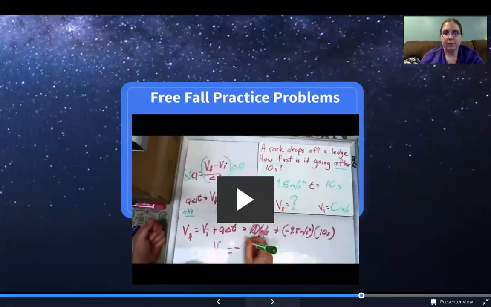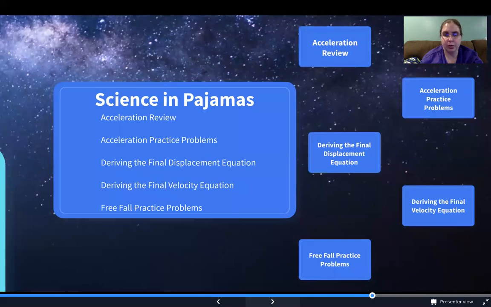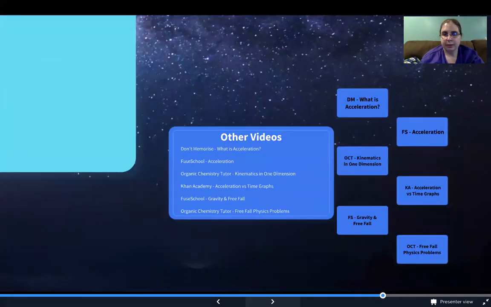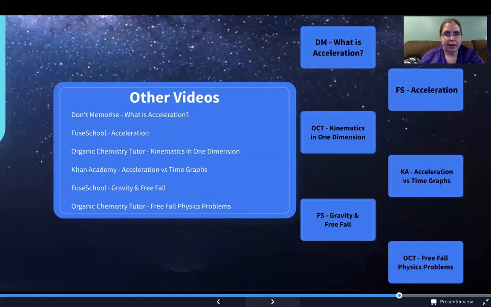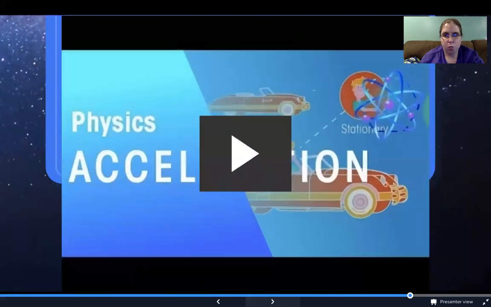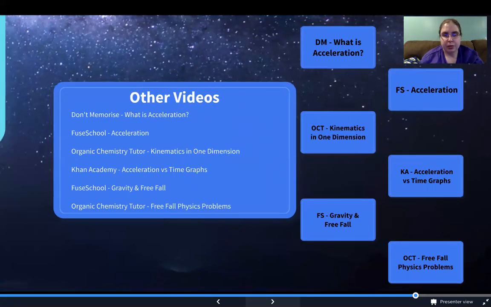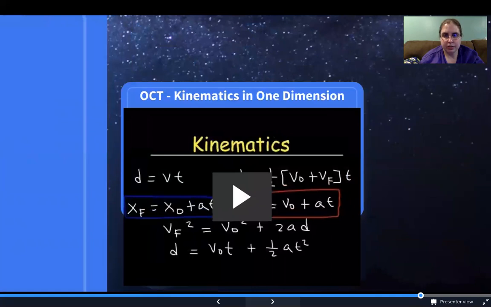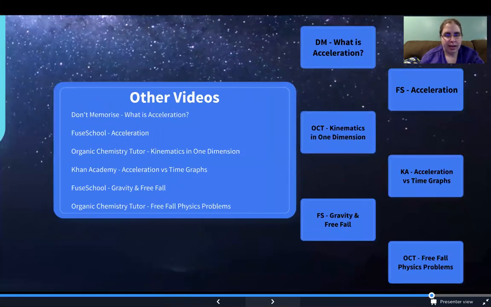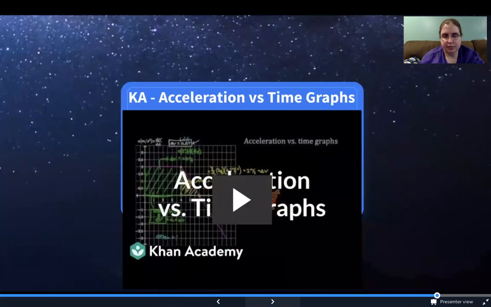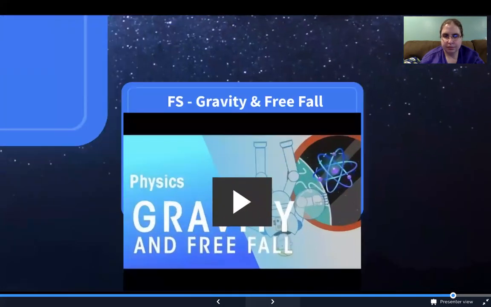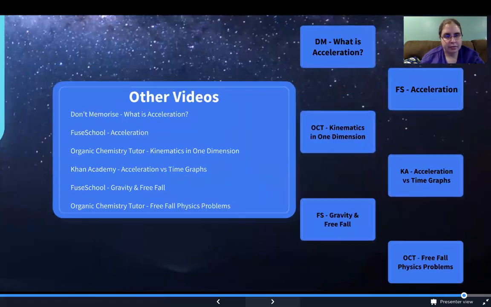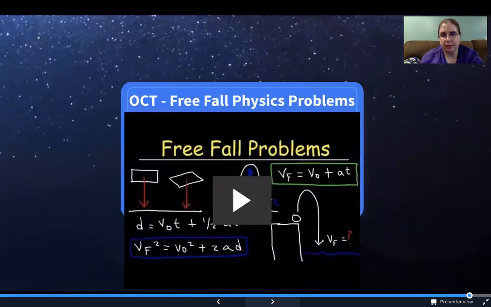And then we also have some free fall practice problems as well. So we'll go through step by step how to solve some of those questions. Then we have other videos. We have Don't Memorize, what is acceleration? We have FuseSchool, acceleration. We have Organic Chemistry Tutor, kinematics in one dimension, so that's one dimensional motion. Khan Academy, acceleration versus time graphs. We have FuseSchool, gravity and free fall. And we have Organic Chemistry Tutor, free fall physics problems.